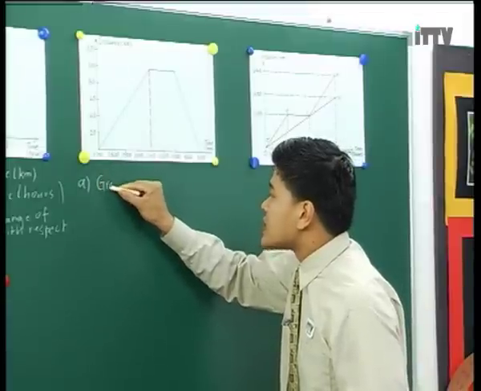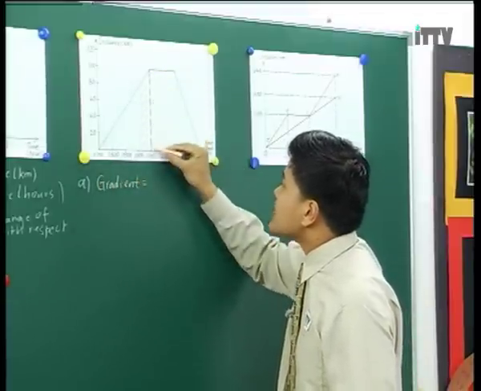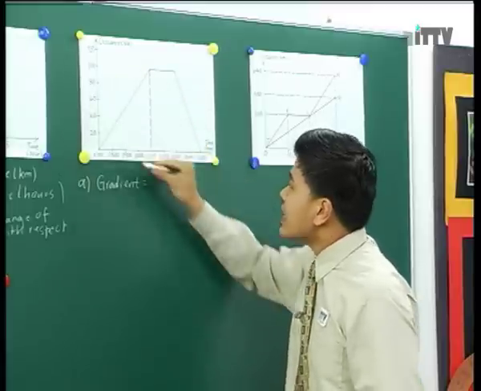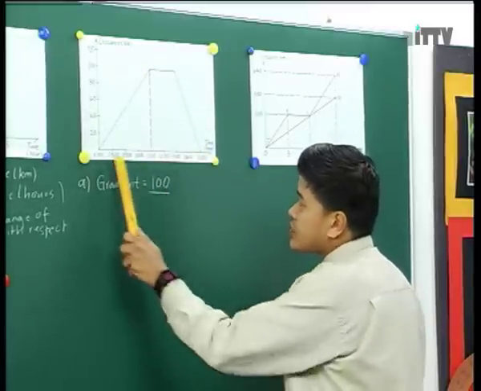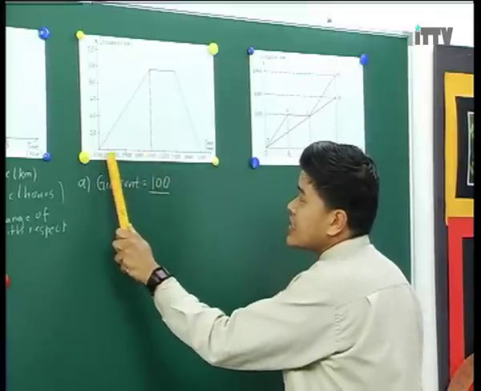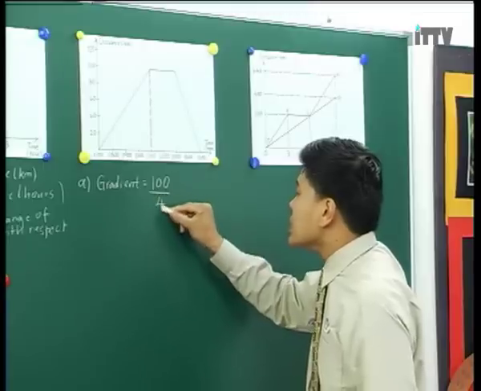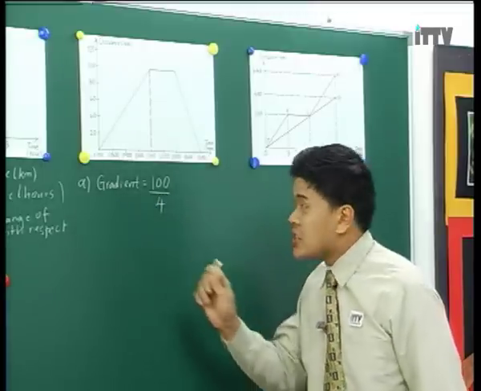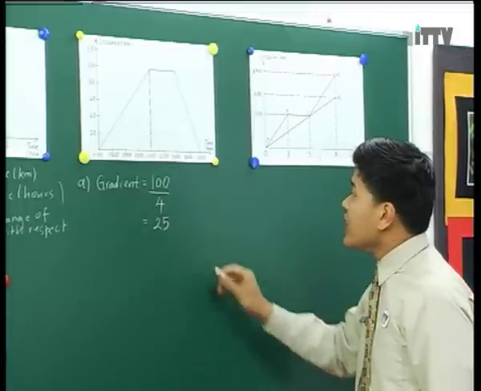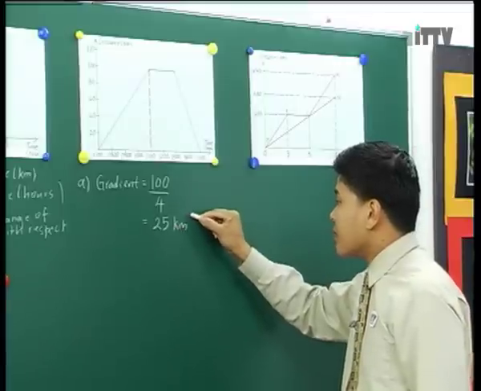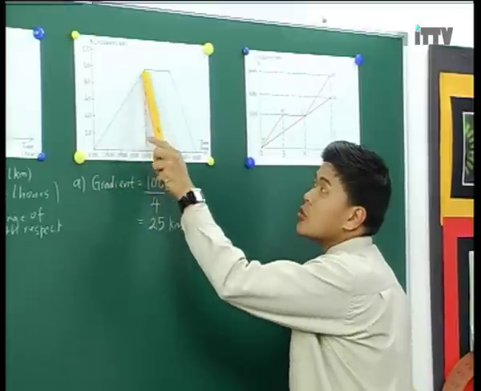So what is the gradient? Let's find out. We can straight away use the ratio. And what is the vertical distance? Check. It is 100 kilometers, right? What is the horizontal distance? It is actually 7 to 8, 8 to 9, 9 to 10, 10 to 11. So it is actually 4 hours. Don't forget, it is hours, because we are in real time. So we have a speed of 25 kilometers per hour. And that is the speed taken to travel from this point to this point.